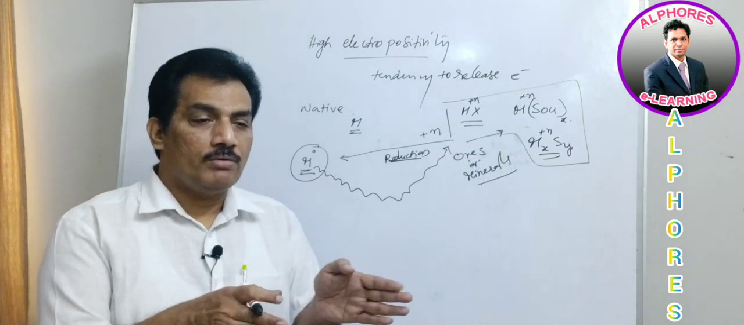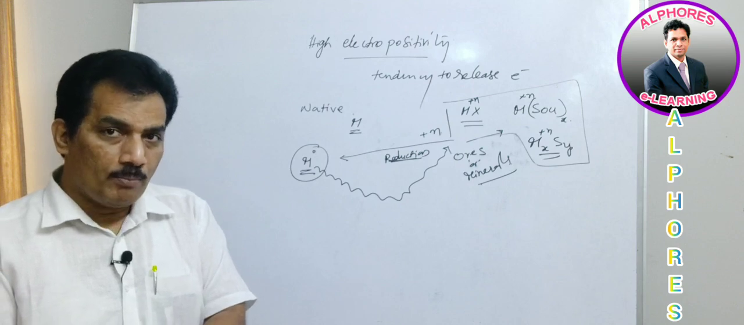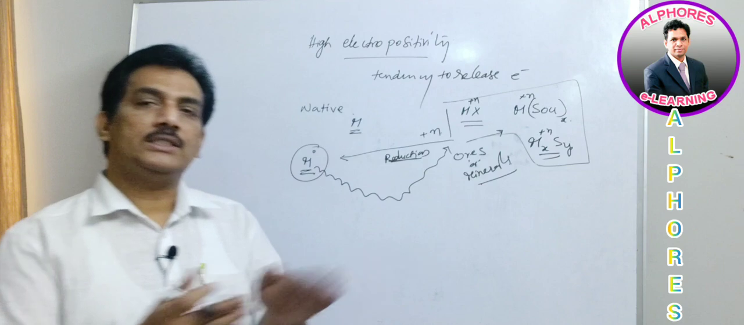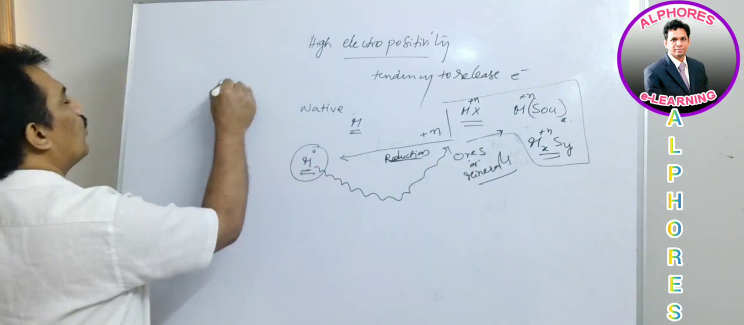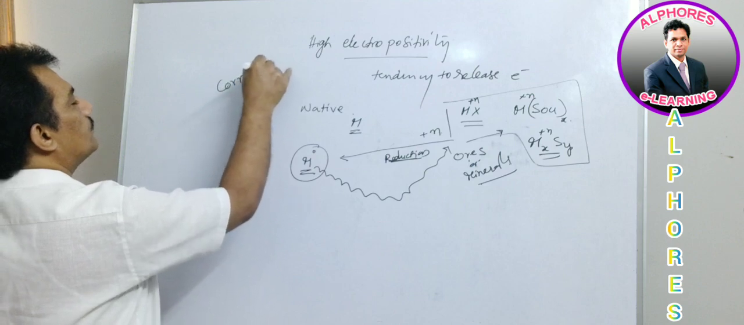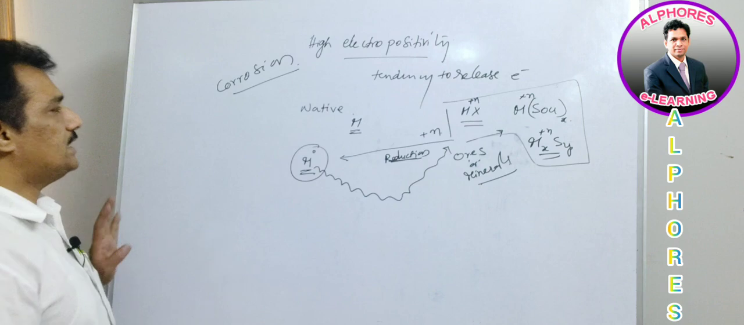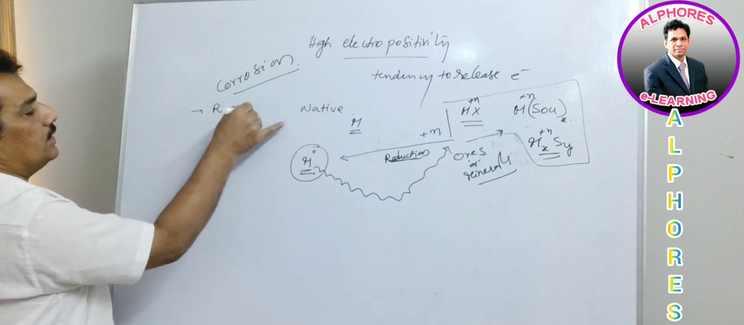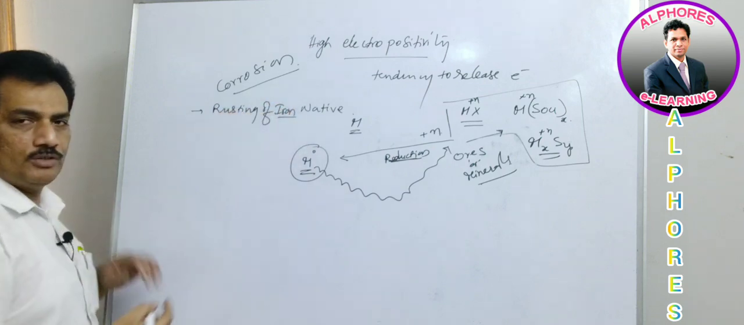The tendency of conversion of a metal from its native form to its combined form, that is mineral form, is known as corrosion. The best example of corrosion is rusting of iron, because in our regular life we observe this.